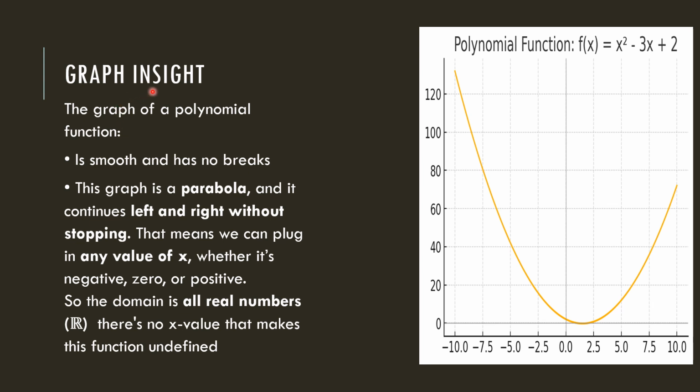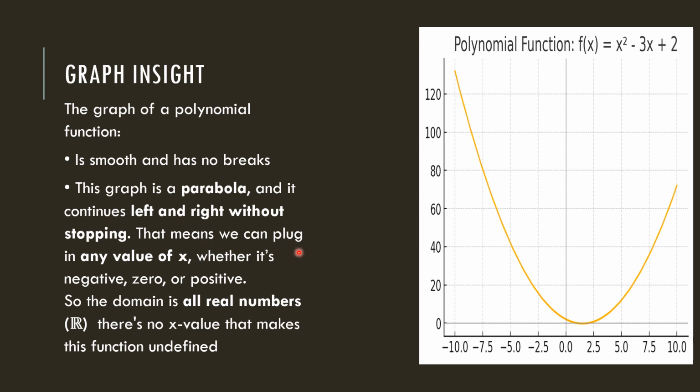Look at the graph inside this particular function. There is a sketch of the graph of f of x equal to x squared minus 3x plus 2. This graph is very smooth and has no break. If you look at the graph, it starts from the left side and moves to the right side, and there is no break between the graphs. So the graph is a parabola, and it continues left and right without stopping.